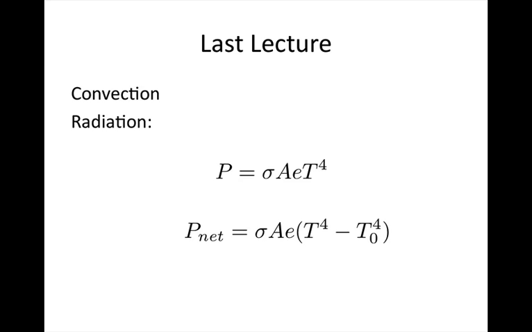And the amount of heat transfer by radiation is given by the power, Q on t, is equal to sigma A E T to the 4, where sigma is Stefan's constant, A the surface area, E the emissivity, and T the temperature in kelvins. So the net rate of heat transfer comes about because of the difference in the temperature to the power of 4, because things are always absorbing heat from the surroundings as well as releasing it.